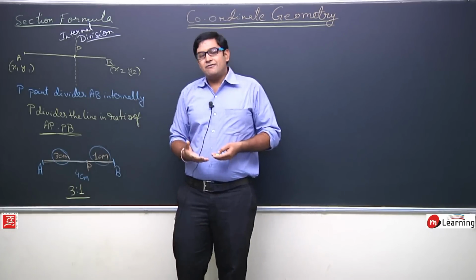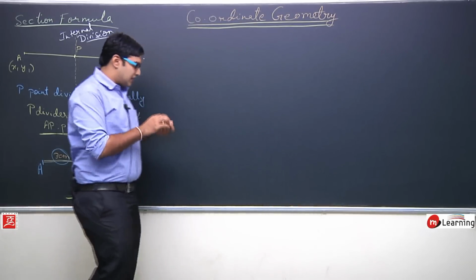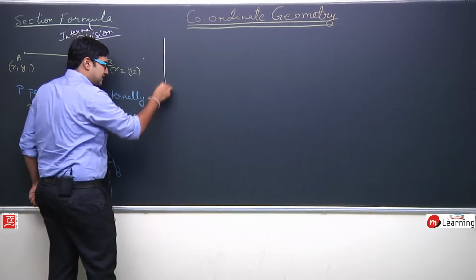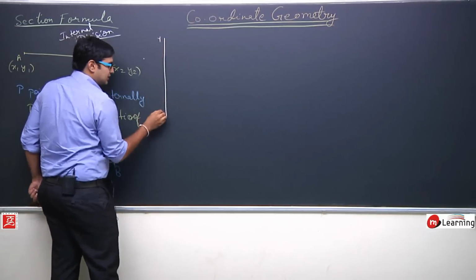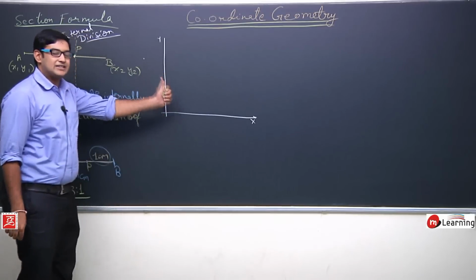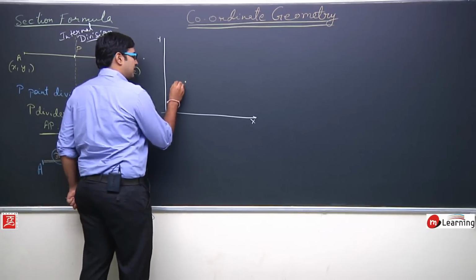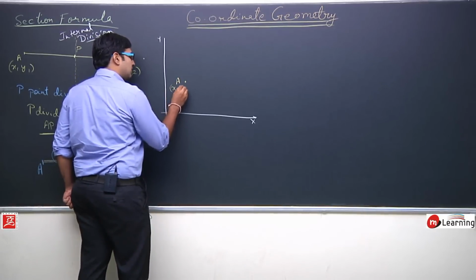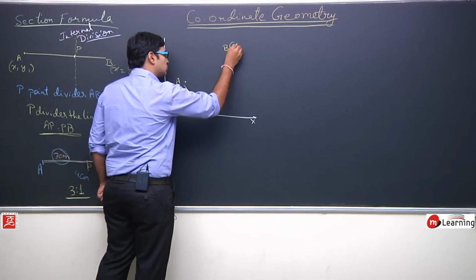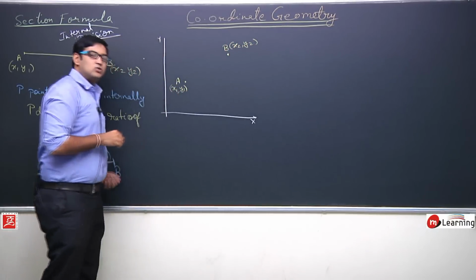So we are going to derive what exactly is the section formula. Okay, so let us start deriving the section formula. For that we need 2 points. Let us say this is the y axis and this is the x axis, and there are 2 points. This is the first point, let us say A, which is x1 comma y1, and this is the second point B, which is x2 comma y2.